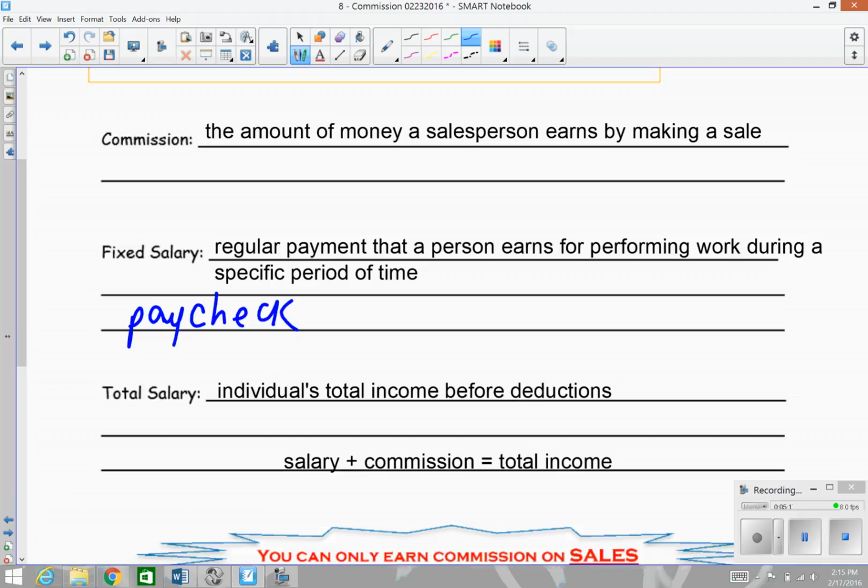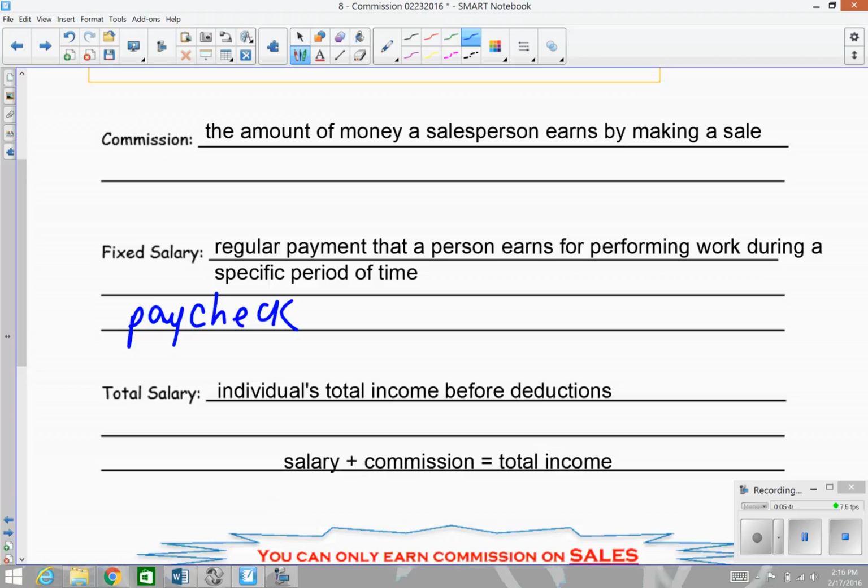Maybe you do your salary monthly, or when you sign your contract, your boss might tell you how much you earn in a whole year. Your yearly or annual salary. But as long as you're showing up for your job, you're going to get that fixed amount. The same amount in your paycheck every week. And then we have what's called your total salary, which is the total income before deductions.